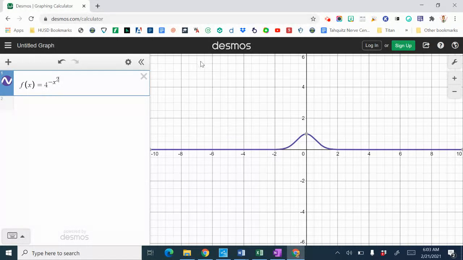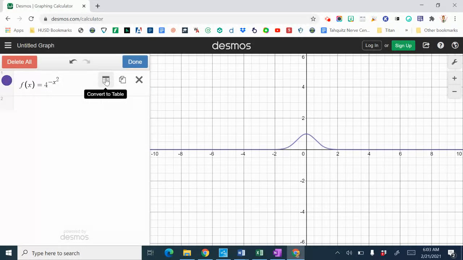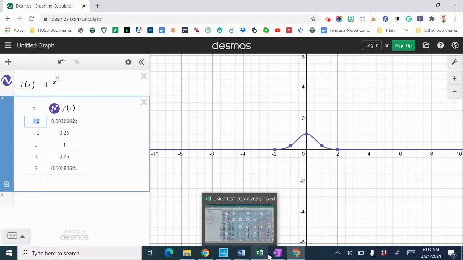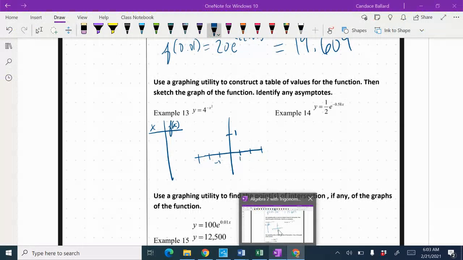So I'm going to now push the gear button, and I'm going to hit this button that says convert to table. And what do you know? We just leveraged the technology to get values in a table for ourselves, which I could have done by hand if I wanted to. But so now we can draw a little bit more accurate graph by hand.